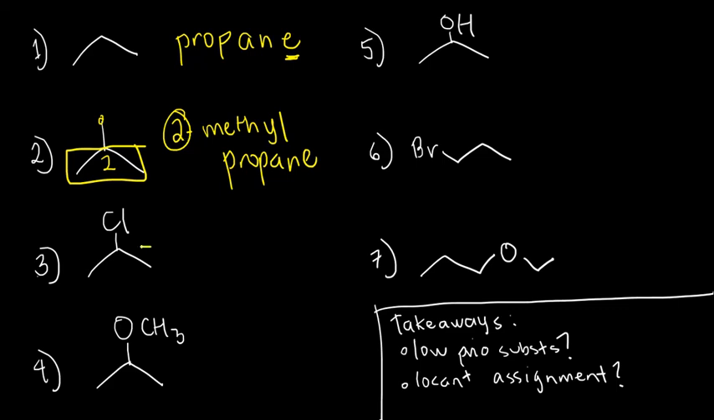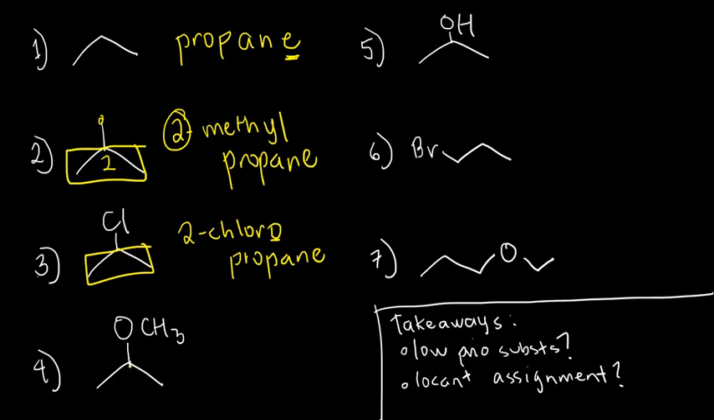For 3, it's almost the same, but this time you have a chlorine instead of a methyl. In this case, the prefix would be chloro. So we have here the name 2-chloropropane. So it's just like you end with O for halogens like chloro, bromo, iodo, fluoro, and so on.